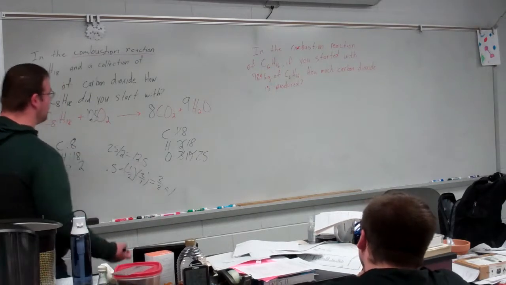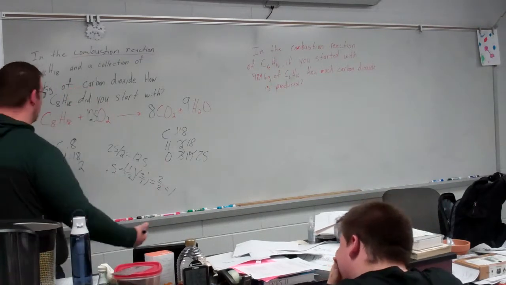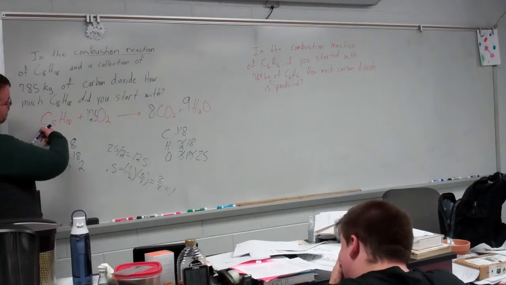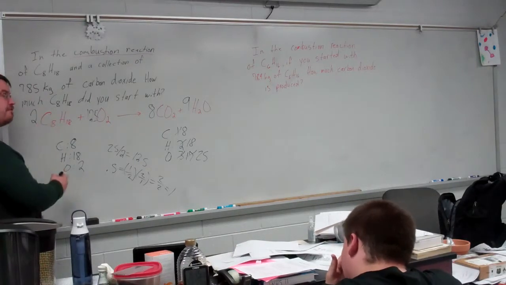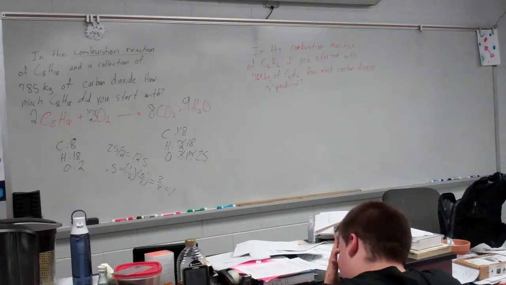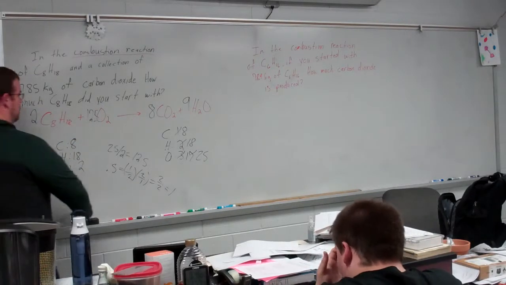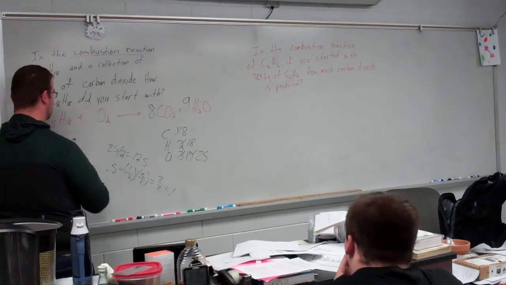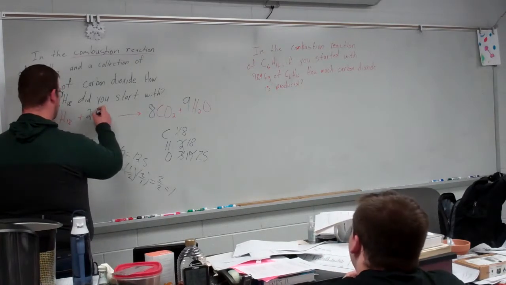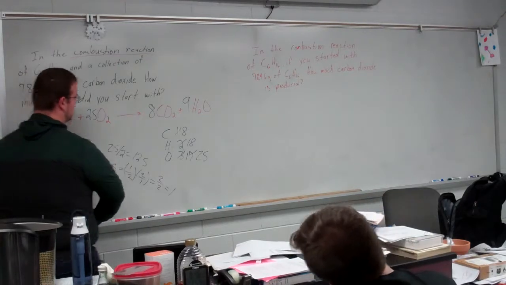So in this case, I'm multiplying everything by 2. So what number is here in front of this? 1. 1 times 2 is? 2. Everything has to be multiplied by 2. In this case, 12.5 times 2. 25. 8 times 2.